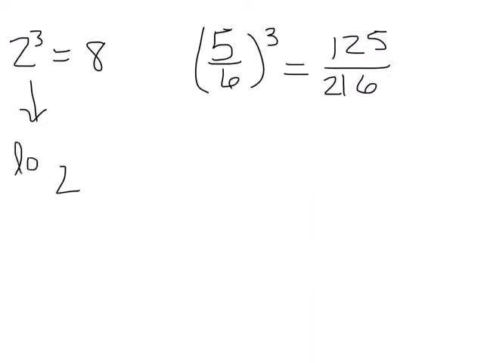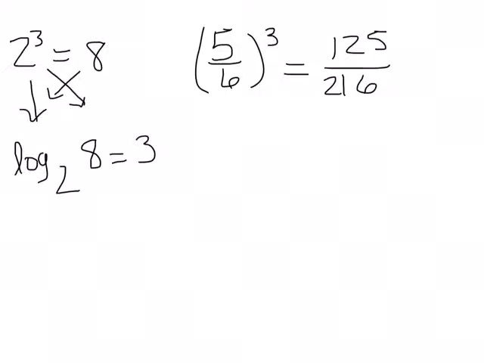So I'm going to write the word log, base 2, and then crisscross. The 8 comes over, and the 3 goes to the other side. So this is what it looks like. If you have 2 to the third power equals 8, you can write it as log base 2 of 8 equals 3.